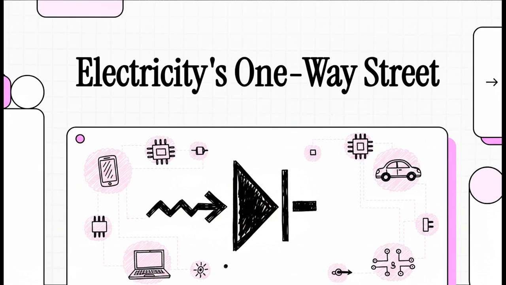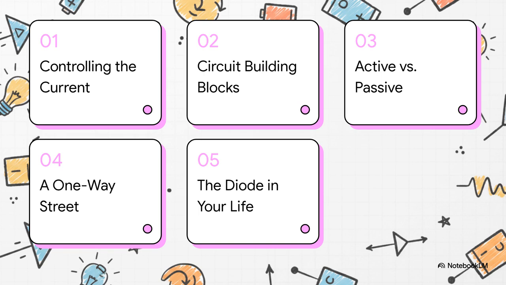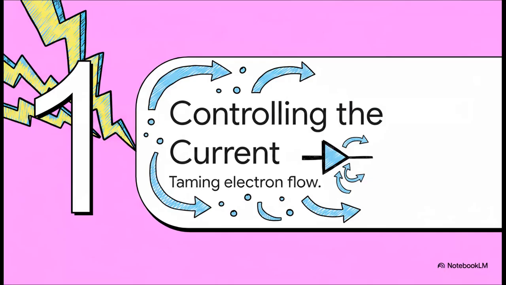world even possible. So here's our game plan. First, we'll get a handle on the main challenge, which is just controlling electricity. Then, we'll check out the basic building blocks of all circuits and see how they're sorted. That's going to lead us right to the star of the show, the diode, and we'll figure out how it creates a one-way street for current. And finally, we'll bring it all home and see how this little guy shows up in the technology you use every single day.